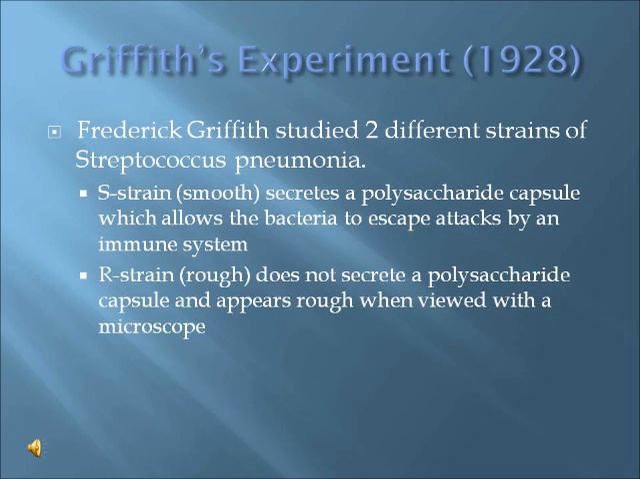In 1928, Frederick Griffith studied two different strains of Streptococcus pneumoniae. The S strain is smooth and secretes a polysaccharide capsule, which allows the bacteria to escape attacks by an immune system. The R strain is rough and does not secrete a polysaccharide capsule.